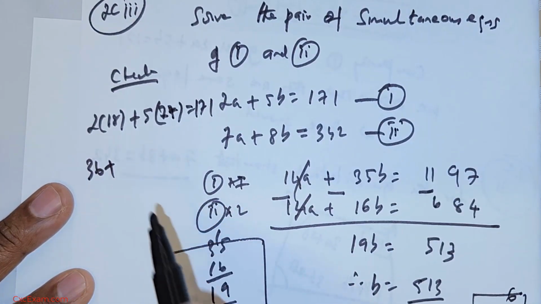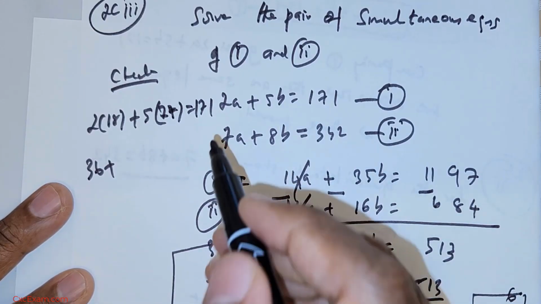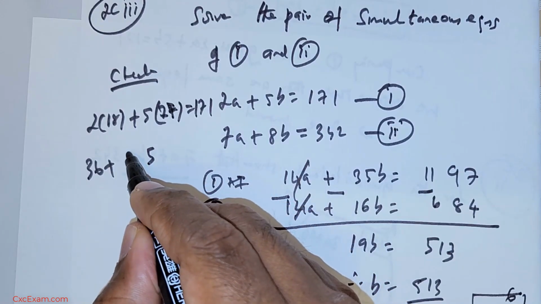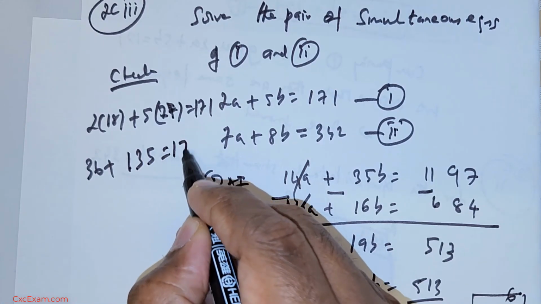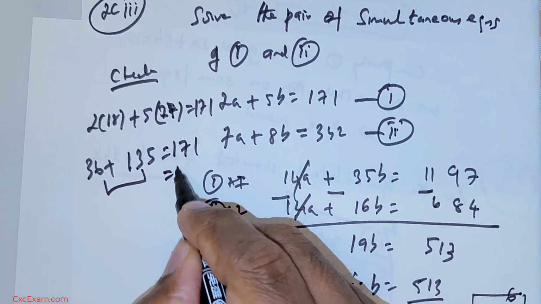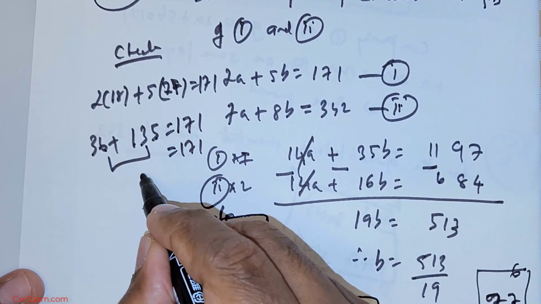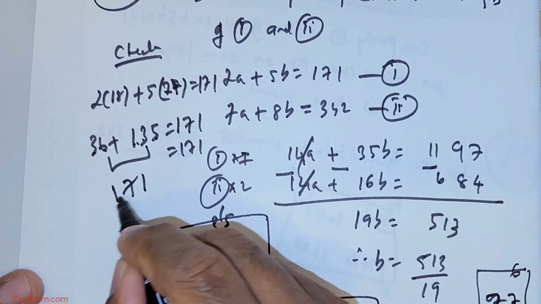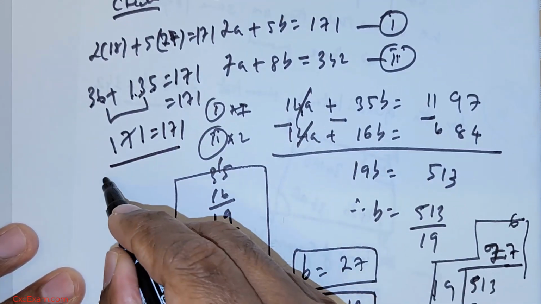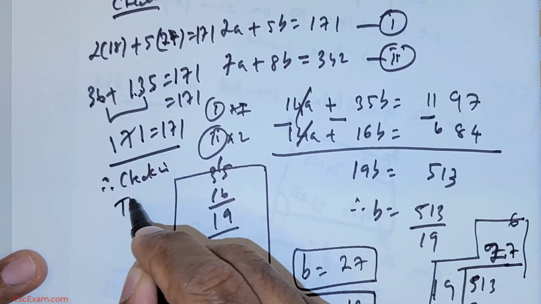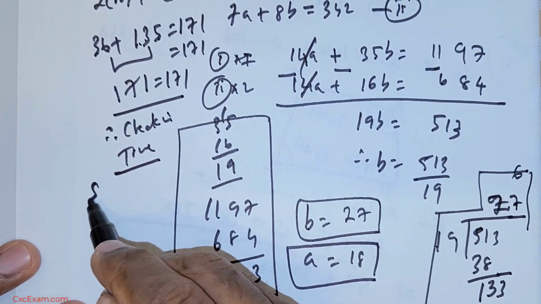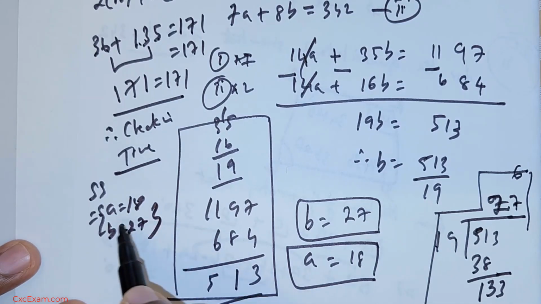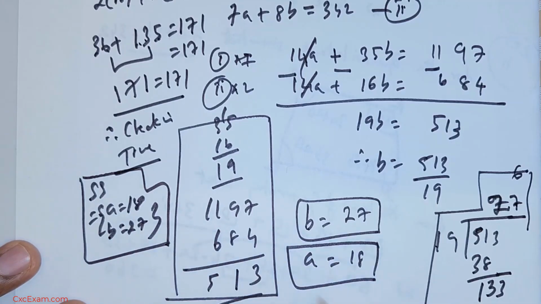So this is 36 + 5 times b of 27. 7 5s are 35. 3, 5 times 2 is 10. 11, 12, 13 is equal to 171. So you add these two together, you should get 171. 6 added with 5 is 11. You carry 1. 3 plus 3, 6 added with 1 is 7 and you have 1 there. So 171 is equal to 171. Therefore the check is true. And what is the solution set? Solution set is a = 18, b = 27. So you box this and show it to the examiner.